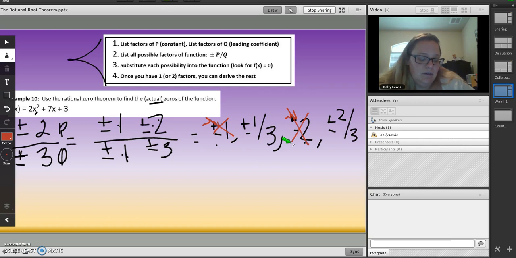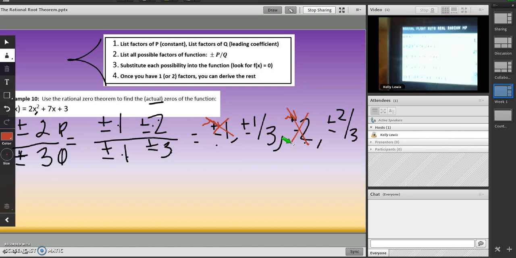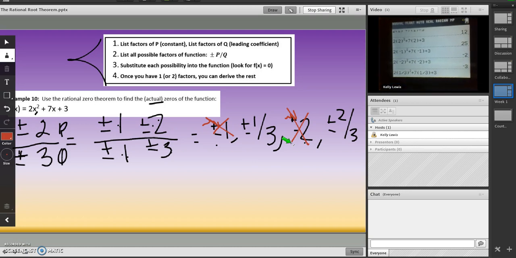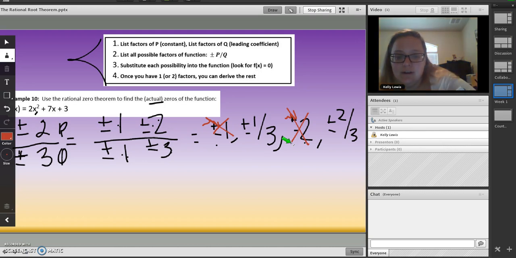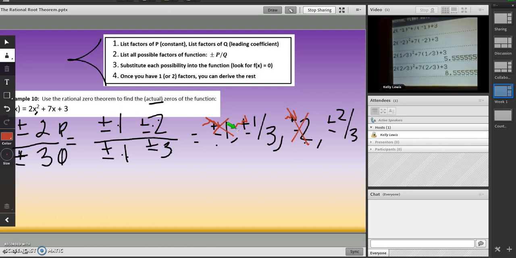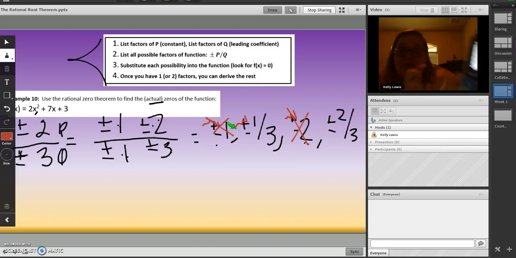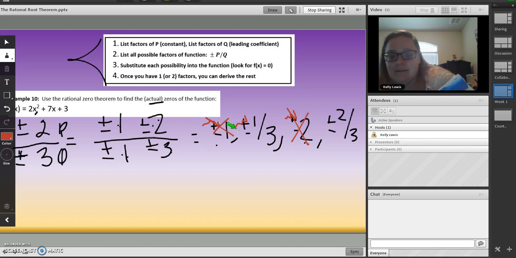Okay, so 2 times 1/3 squared, plus 7 times 1/3, plus 3. Anytime you put a fraction in your calculator, put parentheses around it. Okay, so that one's not it. Positive 1/3's out. Let's do 2/3. Two-thirds also out. I'm looking for 0. Positive 2/3 is out. So we just have 2 more choices.